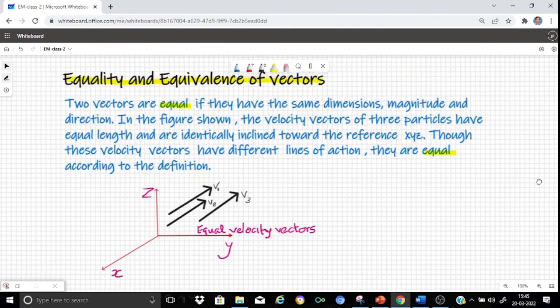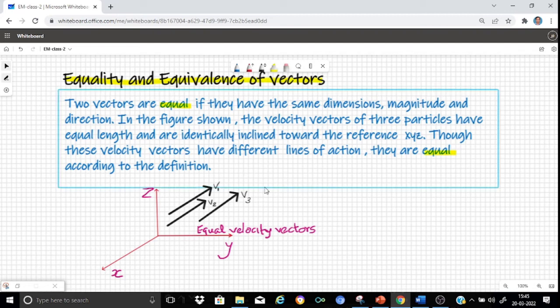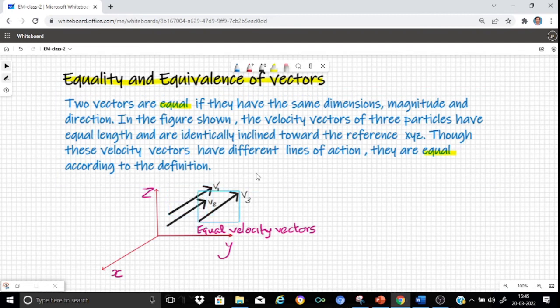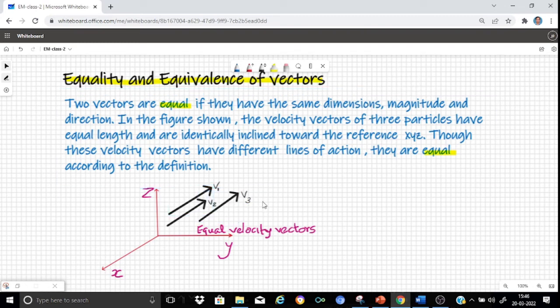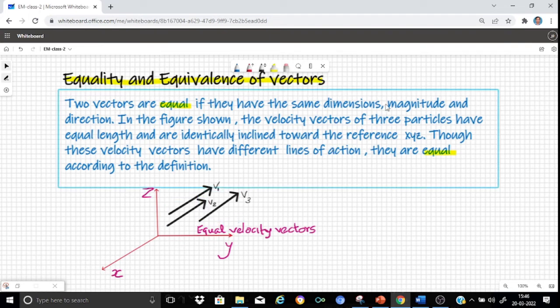Now remember, number 1, all these are velocity vectors. That means all these vectors v1, v2 and v3 have the same dimensions. So you cannot compare a force vector with a displacement vector. You cannot compare, for example, an acceleration vector with a displacement vector. So the vectors to be compared need to have the same dimensions. In this case, they satisfy our first criterion: they are all velocity vectors. Accordingly, they have the same dimensions.